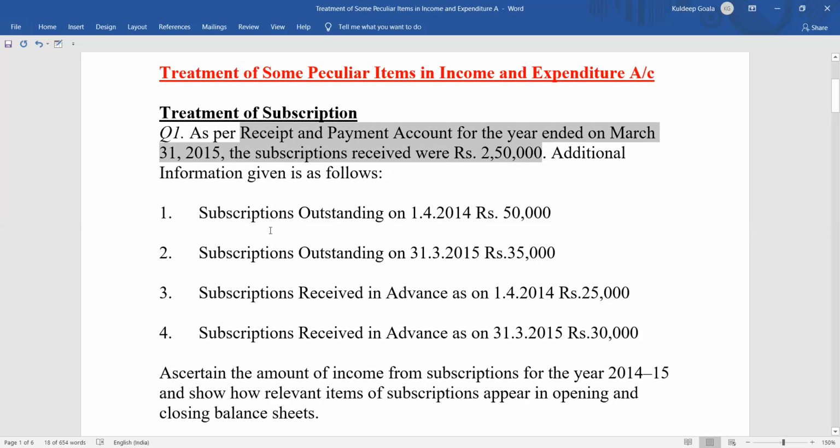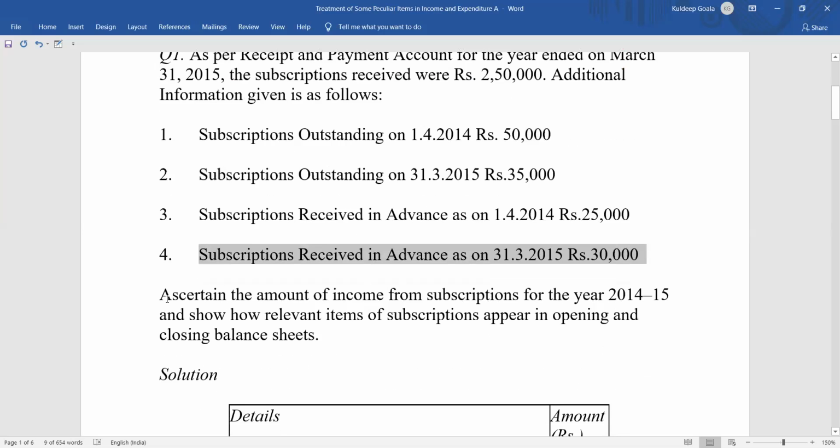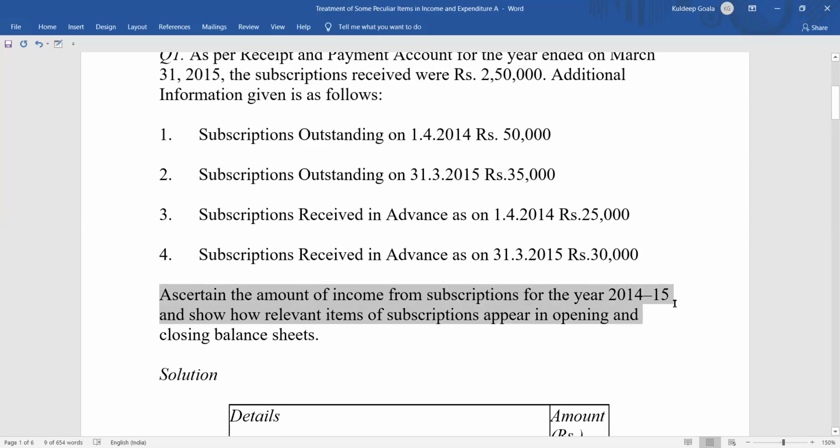The additional information is like this. Subscription outstanding on 1/4/2014 was 50,000, whereas subscription outstanding on 31st of March 2015 was 35,000. Subscription received in advance as on 1st of January 2014 was 25,000, and subscription received in advance on 31st of March 2015 was 30,000. In addition, ascertain the amount of income from subscription for the year ended 31st of March 2015 and show how it will appear in the opening and the closing balance sheet.